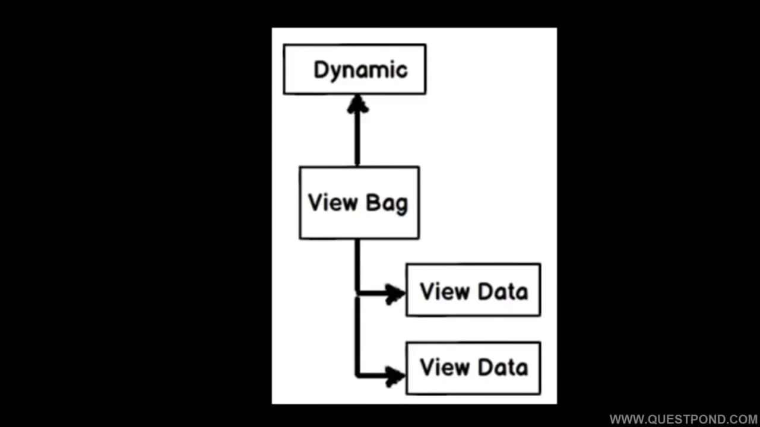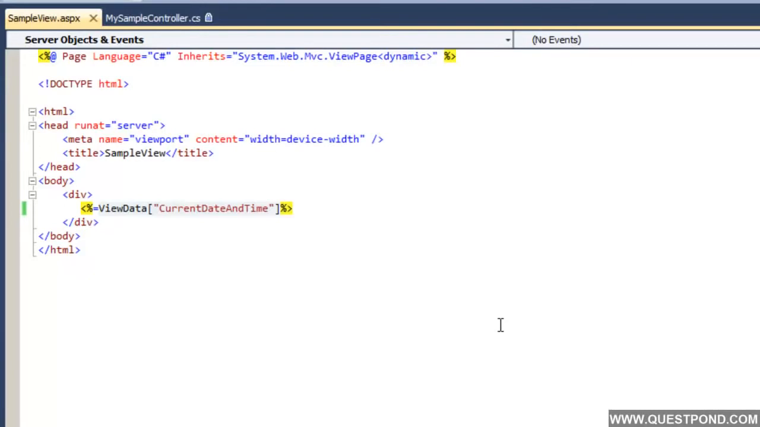And ViewBag uses the dynamic keyword of .NET. So in case you are not aware of the dynamic keyword, I would suggest you go and see the .NET fundamentals section where we have talked about the dynamic keyword. So ViewBag simplifies the syntax of ViewData. ViewBag is a collection of ViewData. Now let's go ahead and see a simple example of ViewBag. We'll take the same example which we were discussing previously.